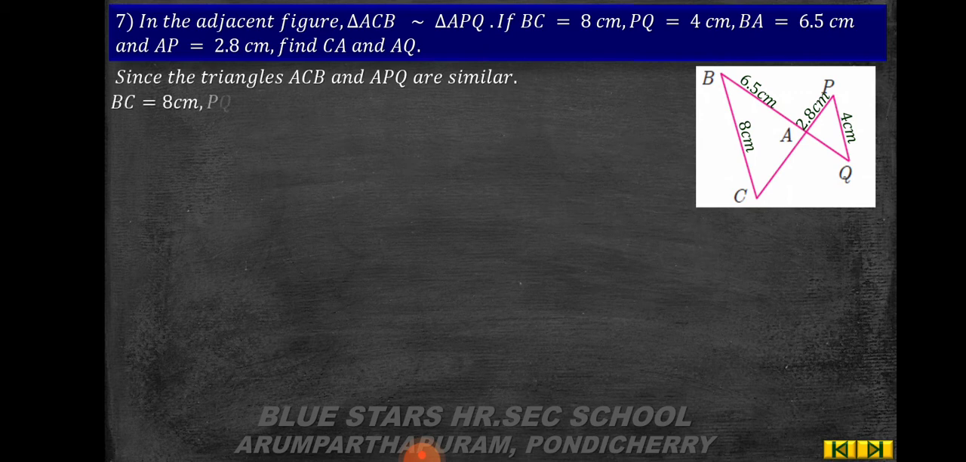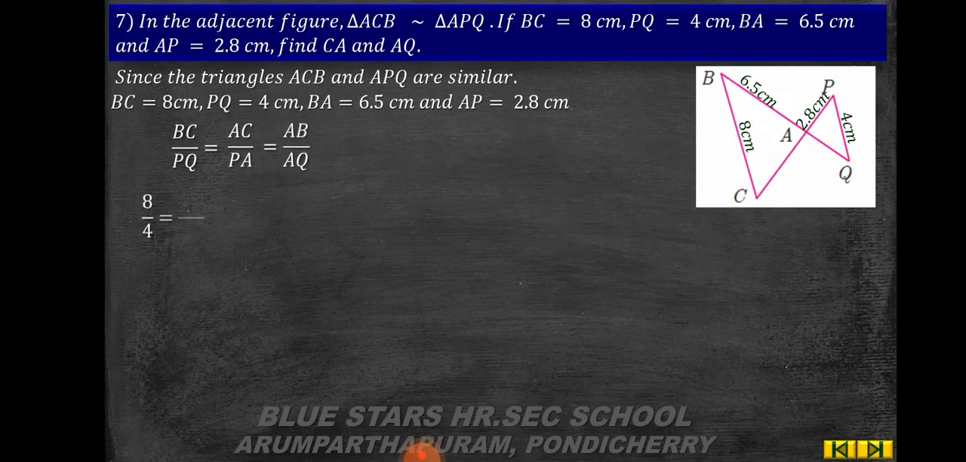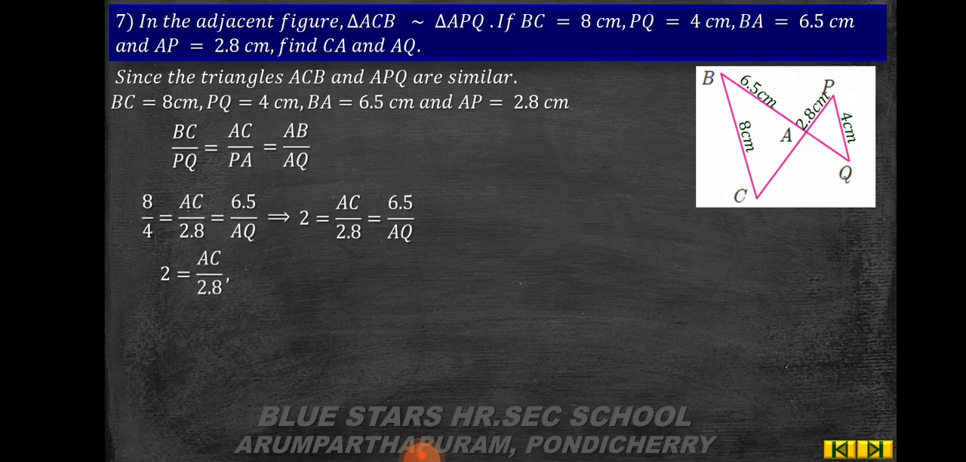Since the triangles ACB and APQ are similar, BC is equal to 8 cm, PQ is equal to 4 cm, BA is equal to 6.5 cm and AP is equal to 2.8 cm. BC by PQ is equal to AC by PA is equal to AB by AQ. So 8 by 4 is equal to AC by 2.8, which is equal to 6.5 by AQ. So 2 is equal to AC by 2.8 is equal to 6.5 by AQ. 2 is equal to AC by 2.8, cross multiplication. Then 2 is equal to 6.5 by AQ.